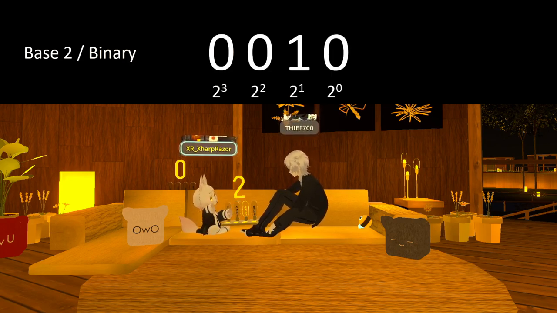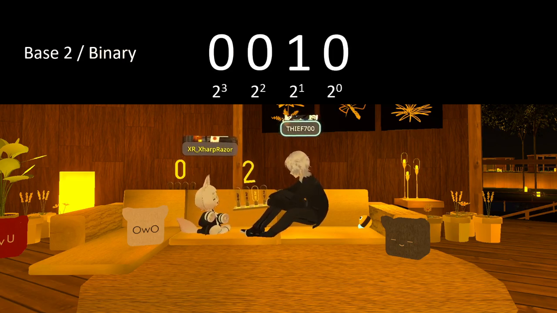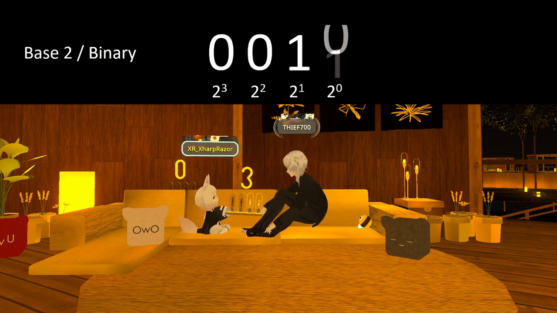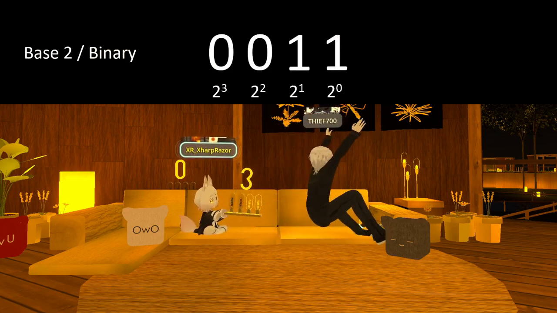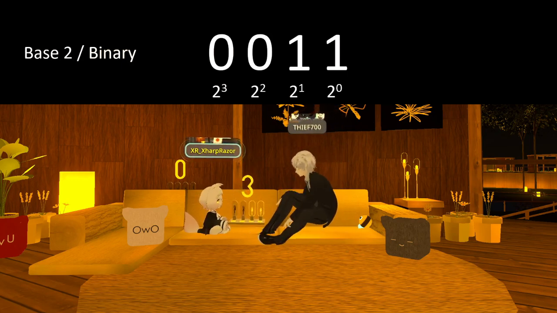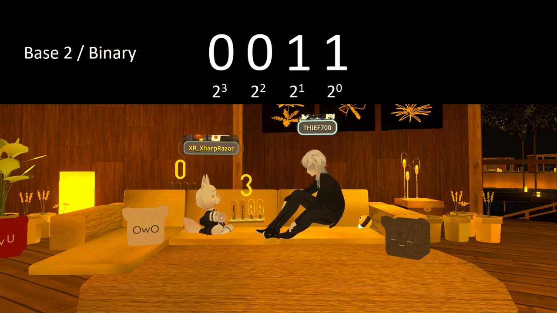So try, what is 3? 3 is this last one because this is 2 and this is a 1. So toggle it. There you go. So that's how you get a 3. Okay, now what about 4?